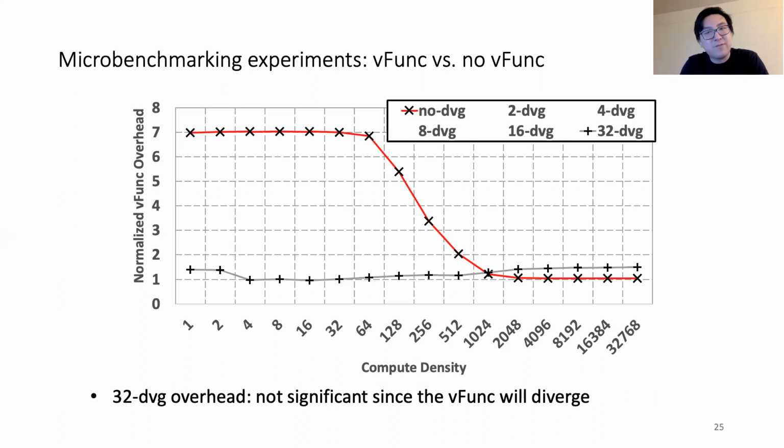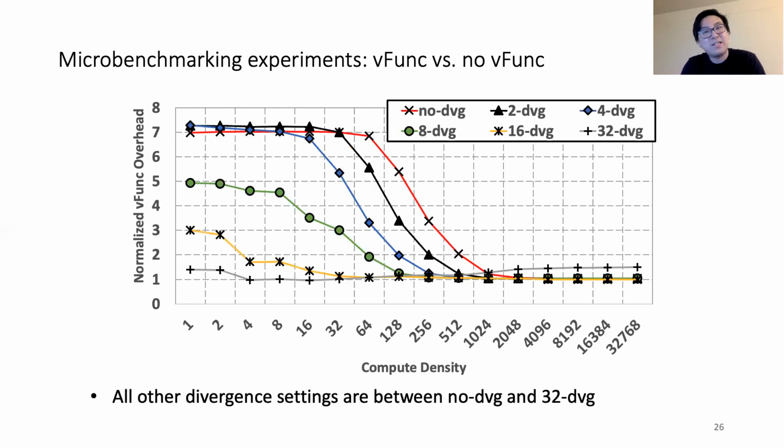In contrast to the non-divergence case, the fully divergent case, which is 32-way divergence, shows minimal overhead. Independent of the computing density, when the call is highly diverged, the time spent inside the function body increases by a factor of 32, as all 32 paths are serialized in both the virtual function and no-virtual-function cases, and the relative overhead of reaching the virtual function is minimized. At other intermediate levels of divergence, the trends are similar, with overhead being roughly between the no divergence and fully divergent cases.